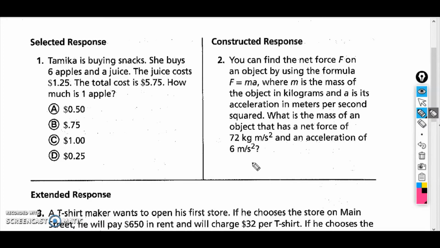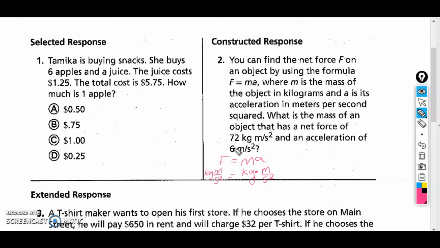So if I know that it's F equals ma, it's easier if I know where all my units are. It says m is the mass of the object in kilograms, so m is just kilograms. Acceleration is in meters per second squared, so the a part is meters per second squared, which means this is the kilograms times meters per second squared. So that'll actually tell me where to plug in everything I have.